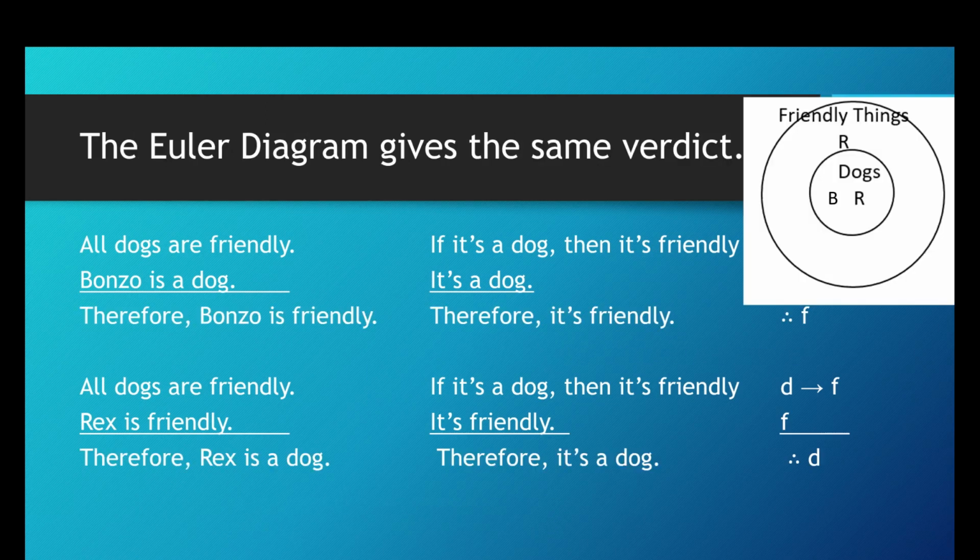So here goes the picture. So if it's a dog, then it's friendly. Dogs is inside friendly things. Bonzo is a dog. Bonzo is inside dogs. There is no other B, because B must be inside the dog circle, but for Rex is friendly, Rex must be inside the friendly circle, and the friendly circle has two pieces to it, here and here. So it is not guaranteed that Rex is a dog. Rex has two possible spots. One is a dog and one is not a dog.